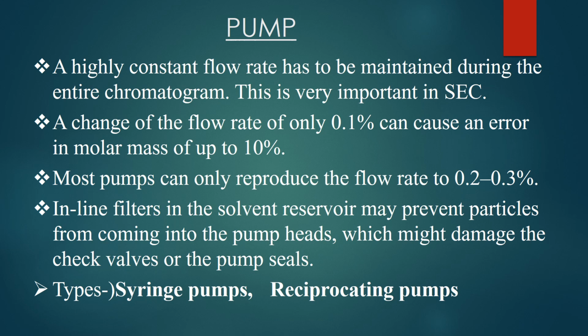The pump. A highly constant flow rate has to be maintained during the entire chromatogram. This is very important in size exclusion chromatography. A change of the flow rate of only 0.1% can cause an error in molar mass of up to 10%. Most pumps can only reproduce the flow rate to 0.2 to 0.3%. Inline filters in the solvent reservoir may prevent particles from coming into the pump heads, which might damage the check valves or the pump seals. The types are syringe pumps and reciprocating pumps.